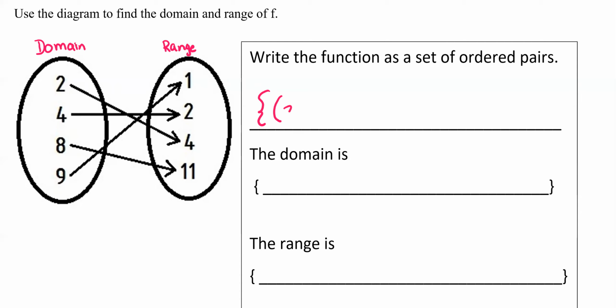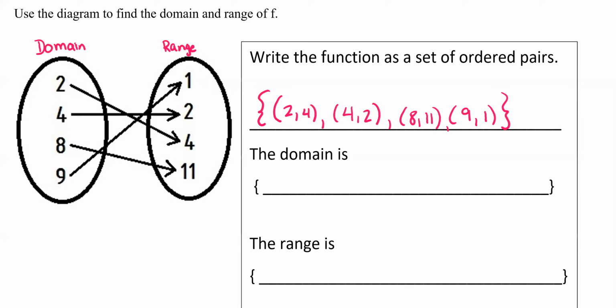So the 2 goes to the 4. Then we have 4, 2, 8, 11, and 9, 1. And if you have a question like this on your homework, you've got to remember to put in the commas between your set of ordered pairs.